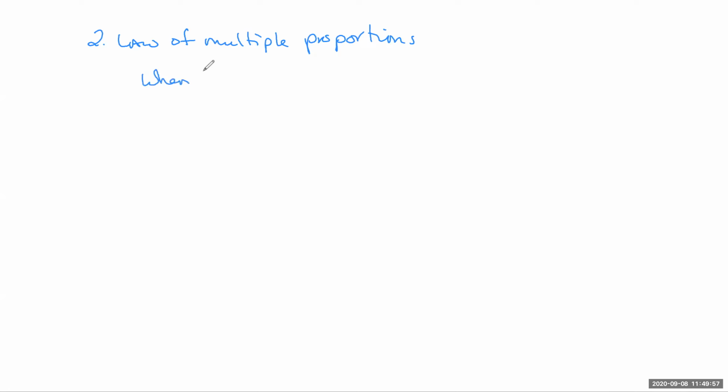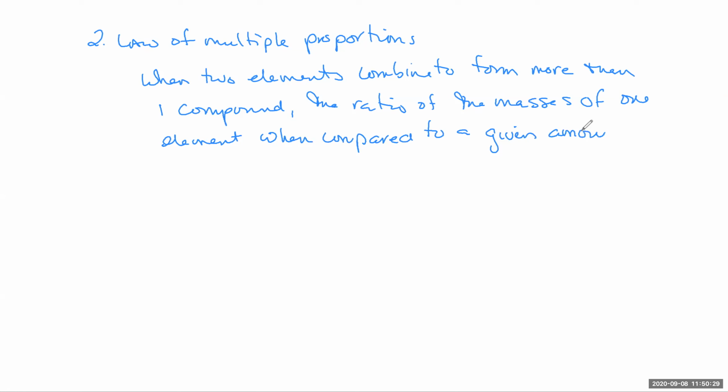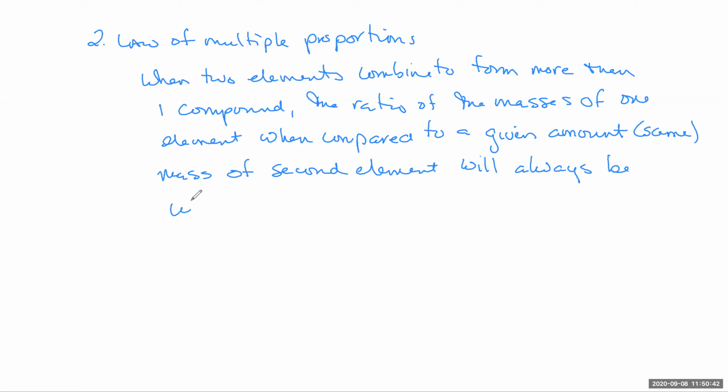So it says, when two elements combine to form more than one compound, the ratio of the masses of one element when compared to a given amount, or same mass, of a second element will always be whole numbers.